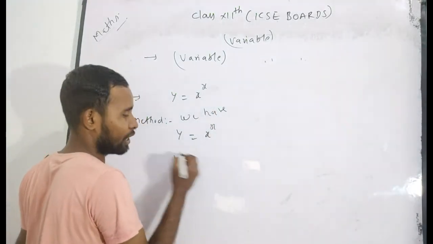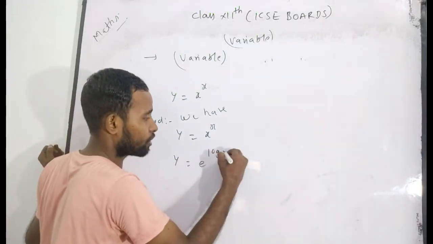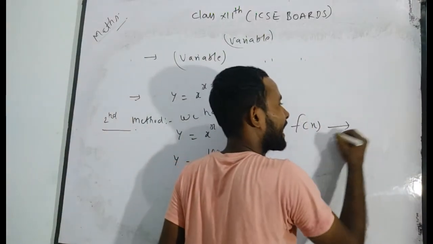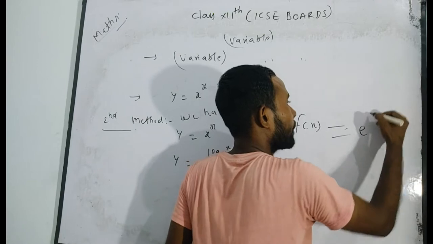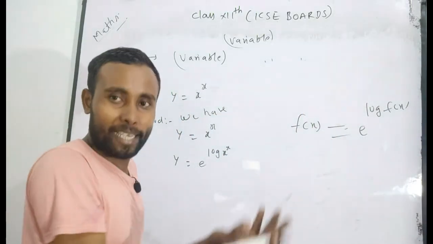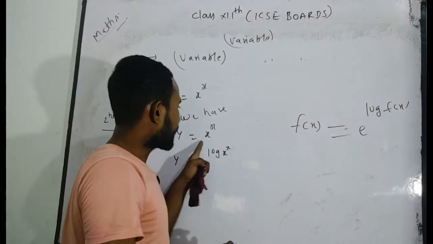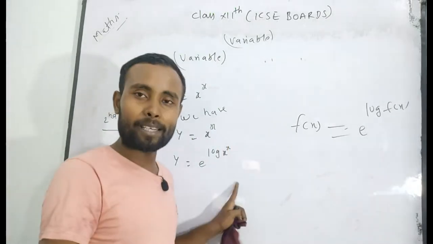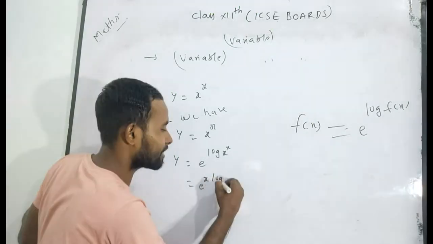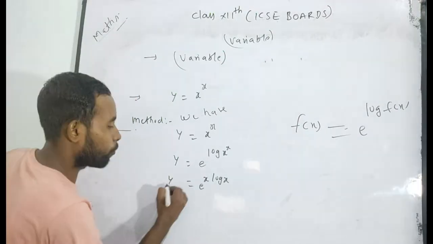Can you write y is equal to e to the power log x to the power x? Because I have already told you, f(x) can be written as e to the power log f(x). In place of f(x), there is given x to the power x. So I have written here, x to the power x is equal to e to the power log x to the power x. Now it becomes e to the power x log x. Have you understood? Now y is equal to this.